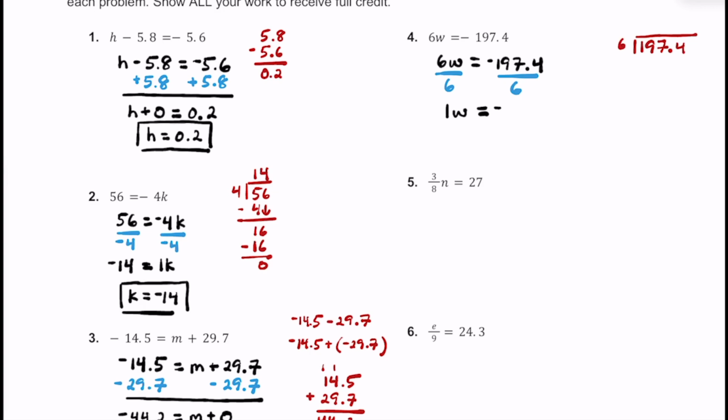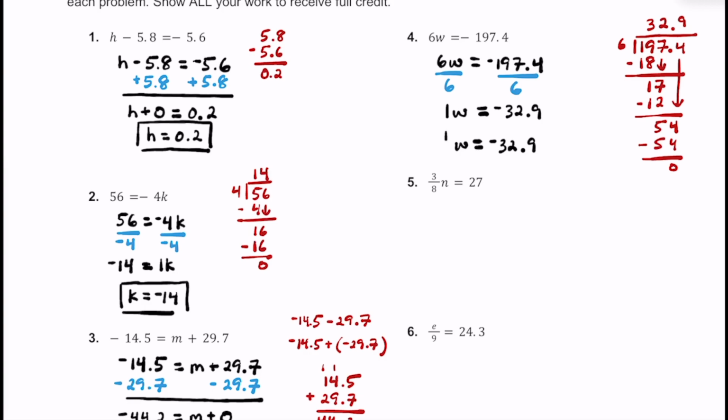So 6 into 19, that's going to be 3. 3 times 6, that's 18. We can subtract here, we're going to be left with 1. Bring down the 7. 6 into 17, let's go 2 times. 2 times 6 is 12. We have a remainder of 5. Let's bring down this 4 here. And so 6 into 54, that's going to be 9. 9 times 6 is 54, and we'll be left with nothing. So looks like 197.4 divided by 6 is going to be 32.9. But keep in mind, it's going to be negative here just because we had a negative divided by a positive. So if 1w is equal to that, then that just means that w is equal to negative 32.9. That'll be our solution to this equation.